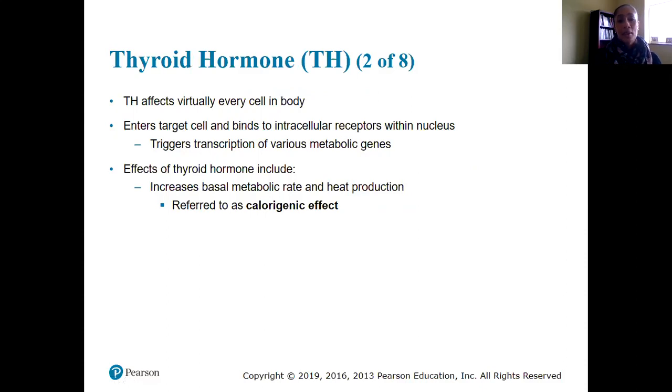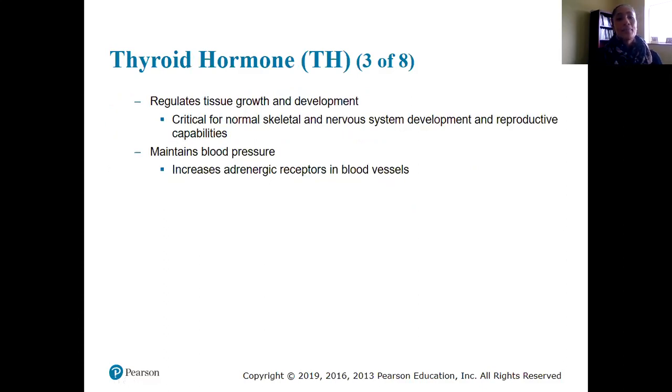The effects of thyroid hormones include the increase of our basal metabolic rate and also the production of heat that occurs within our bodies. It's also going to regulate tissue growth and development. So think about the growth and development of tissues in the nervous system.